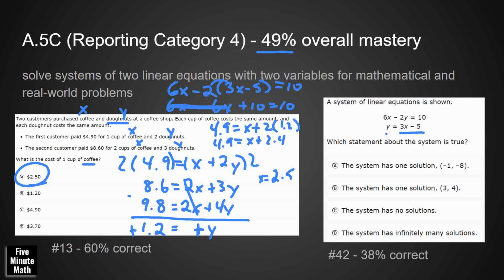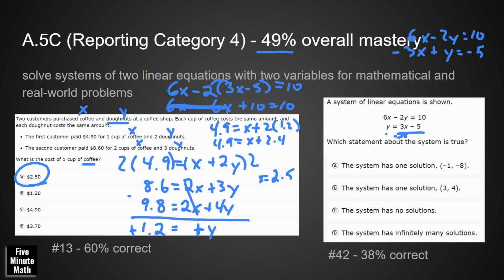Okay, so let's go ahead and get my 3x over on my left side. All right, so I want to subtract 3x from both sides. Okay, so I'm going to end up with elimination that's going to look like this. 6x minus 2y equals 10. I'm going to subtract the 3x from both sides. I'm going to get minus 3x plus y equals negative 5. All right, so with elimination, I need to get something to be the same.